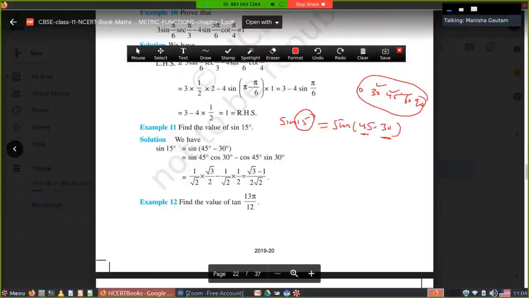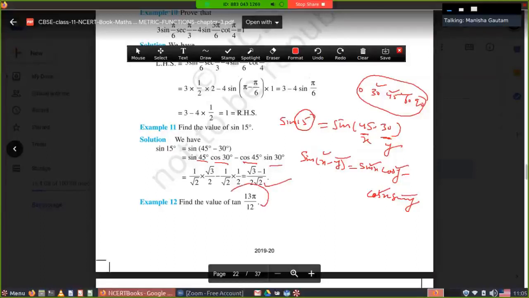The sin(x minus y) formula I have told you: sin(x minus y) will be equal to sin x cos y minus cos x sin y. Here x is 45 and y is 30. Put the values: sin 45 cos 30 minus cos 45 sin 30. As you know the values, I have told you in the previous lecture what the values are. Put those values and simplify. You are getting (root 3 minus 1) upon 2 root 2.